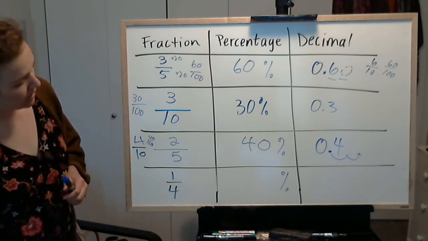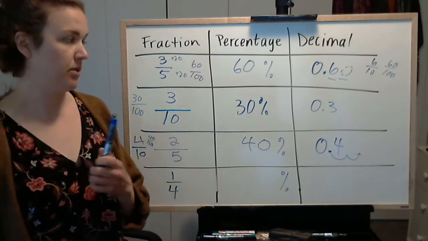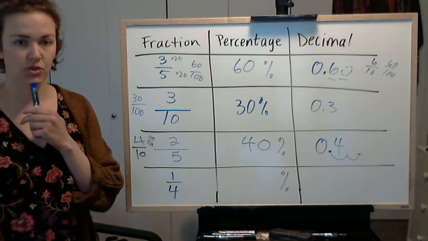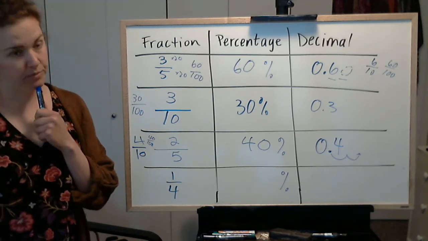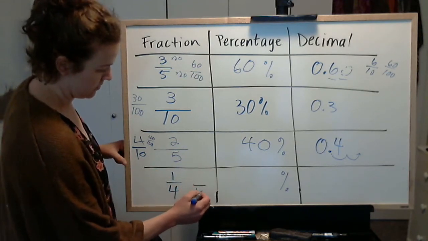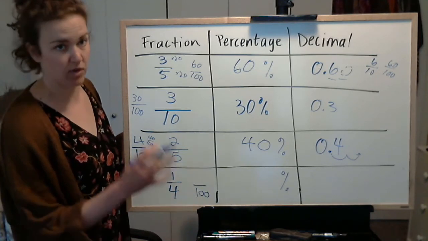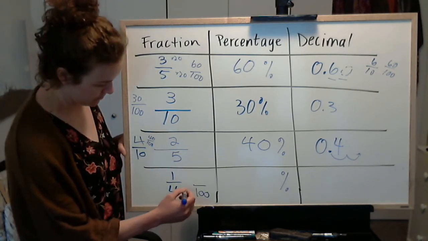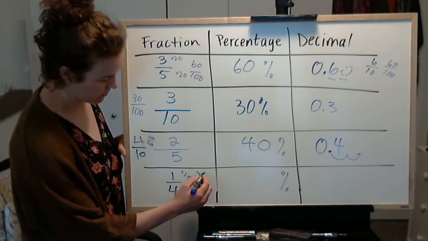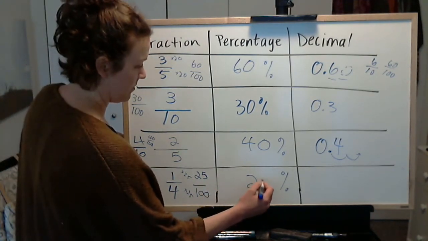Okay, now we've got 1/4, and we need to write it as a percentage and a decimal. Percentage. Well, we make our denominator 100. So 4 times 25 is 100, because if you have 4 quarters, you have $1. I have to do 1 times 25. 25 out of 100 equals 25%.